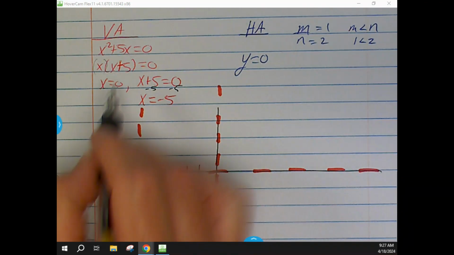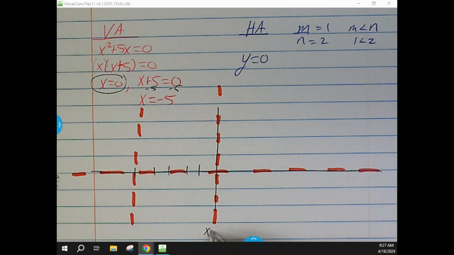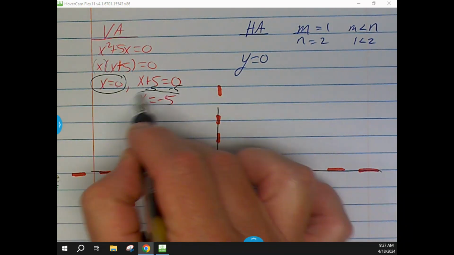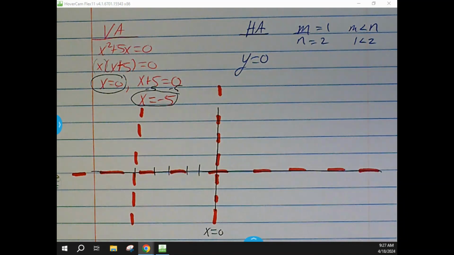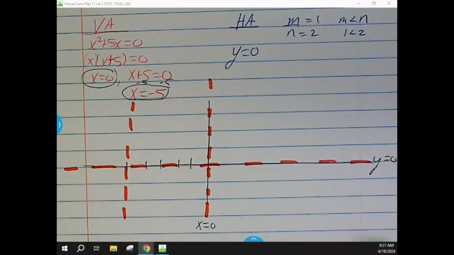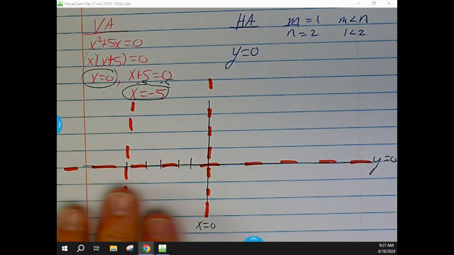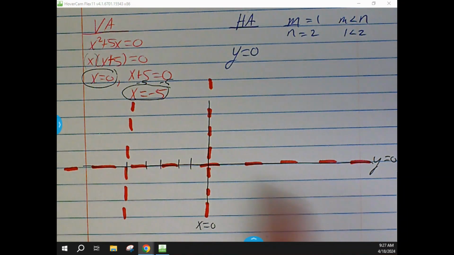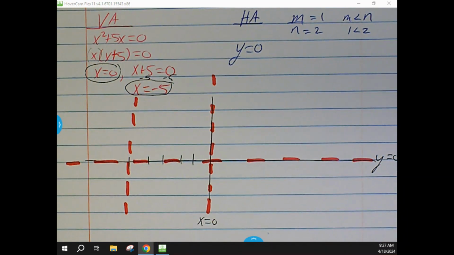Okay, so again, there's our vertical asymptote at x equals 0. There's our other vertical asymptote at x equals negative 5 right there. And then our horizontal asymptote would be here, at y equals 0. I should have had this thing shifted over a little bit because I left way too much room over here. But anyway, it's all right. Is that okay where we have our asymptotes? Yeah. Okay.